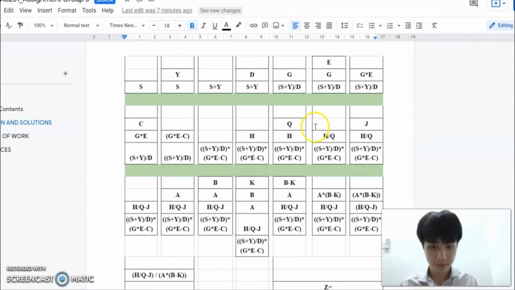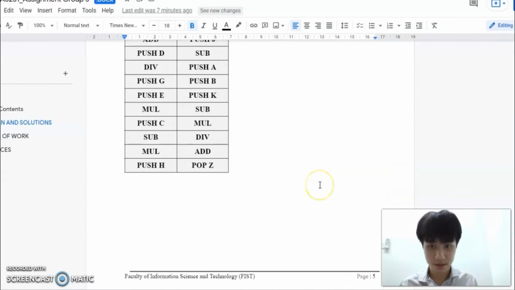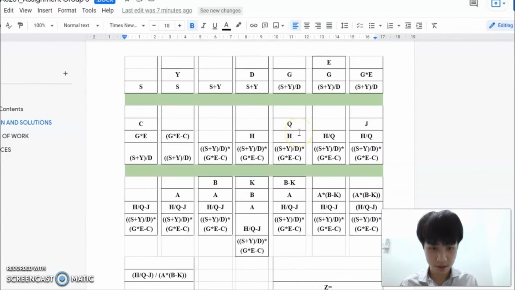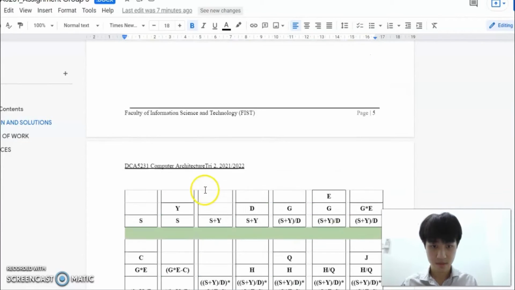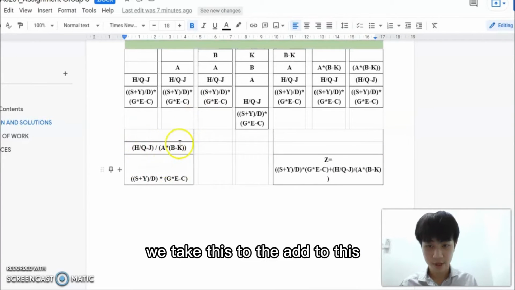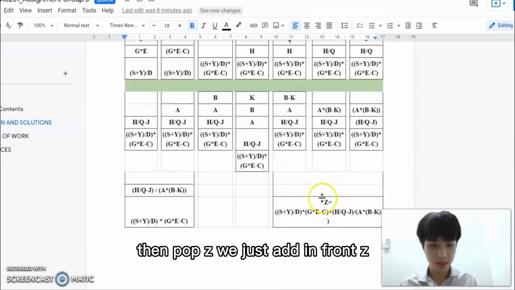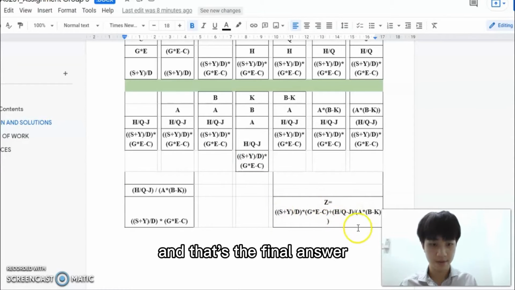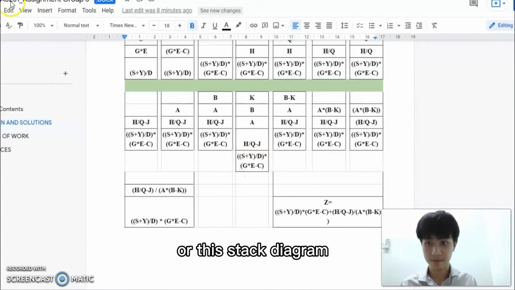and then multiply. We'll take this A and multiply this to get this, then division. We get this divided by this to get this. And then we just add it. We'll take this two and add them. And then pop Z, we just add Z equals in front, and that's the final answer. And that's all for this stack diagram.